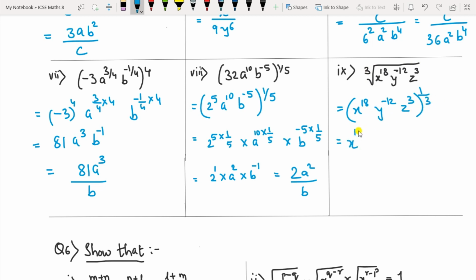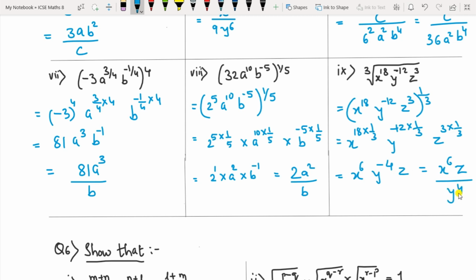x raised to 18 into 1 by 3. y raised to minus 12 into 1 by 3. And z raised to 3 into 1 by 3. So it becomes x raised to 6, y raised to minus 4, and z raised to 1. So it is x raised to 6 z upon y raised to 4. Okay.